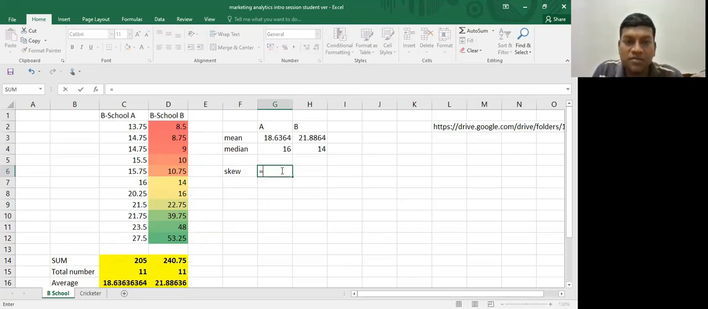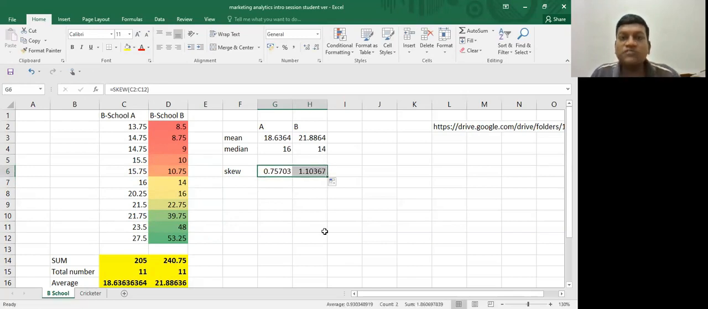So skewness, and for B, it's 1.1. It's above 1. So skewness for data set B is above 1, which means there are points in the data set which are making the data sort of, let's say, biased. Exactly, data is biased. So the moment you have a biased data set, a better measure of central tendency is the median. The more reliable one is the median.